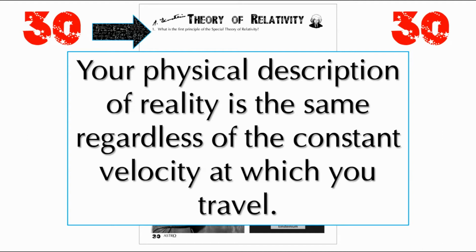Item 2 asks you to describe an example, and I'll describe an example here as you jot down that your physical description of reality is the same regardless of the constant velocity at which you travel. Let's say you have a 30 centimeter ruler, and as I'm standing still and I look at this ruler, I will measure it to be 30 centimeters.